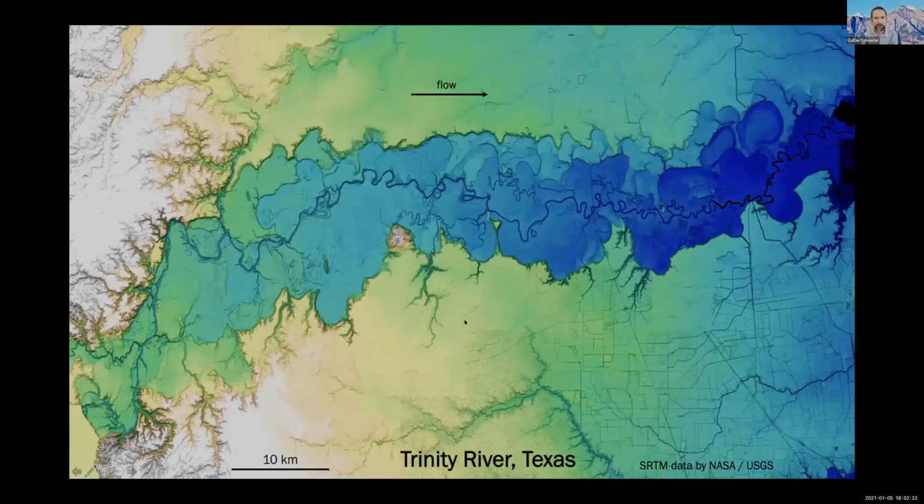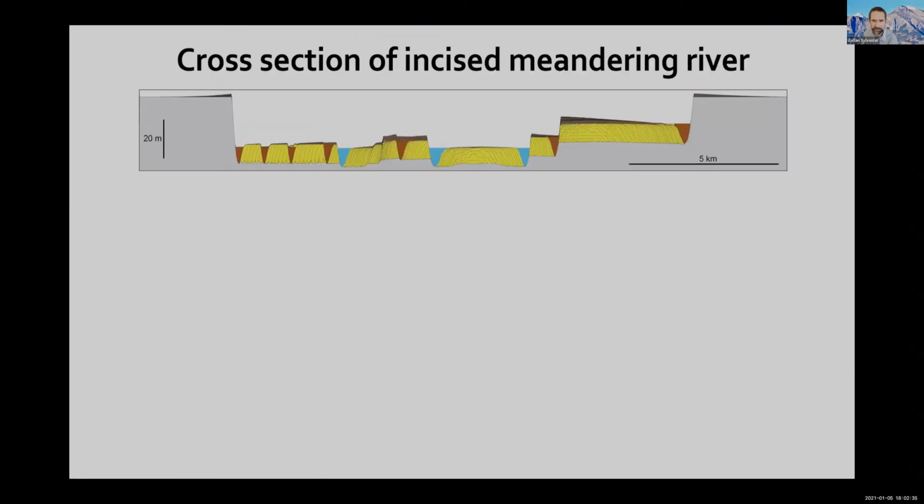And we can see similar features in modern rivers, all these terraces. This is on the Trinity River, Texas, and quite a bit of work has been done on these. One thing we need to keep in mind, and this has been pointed out before, is that if you look at the cross section of a model from such a river, we might find something like this.